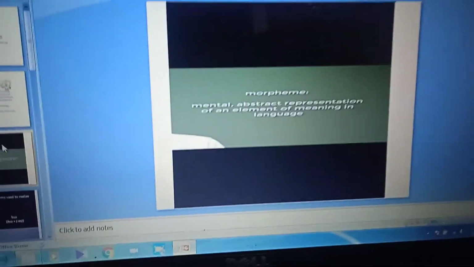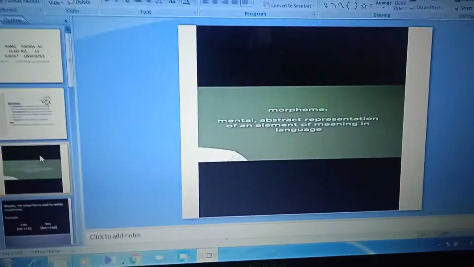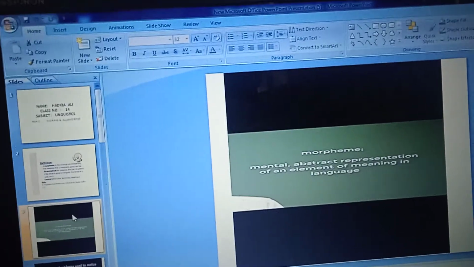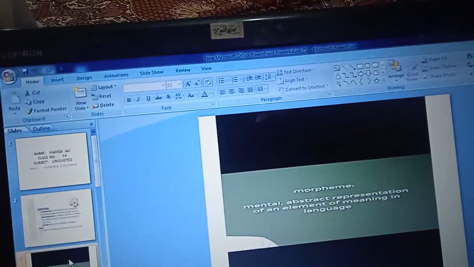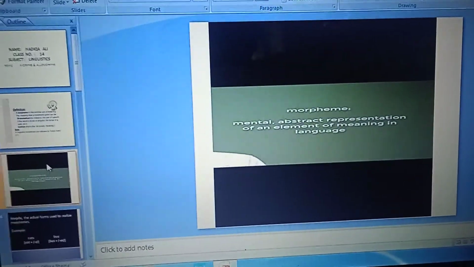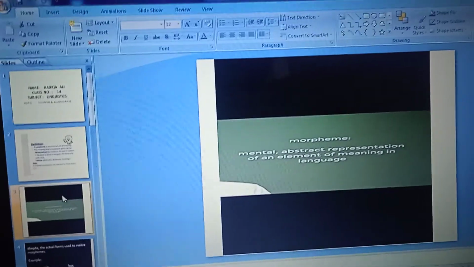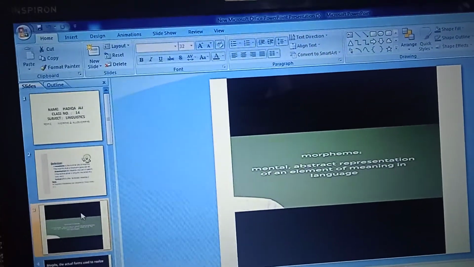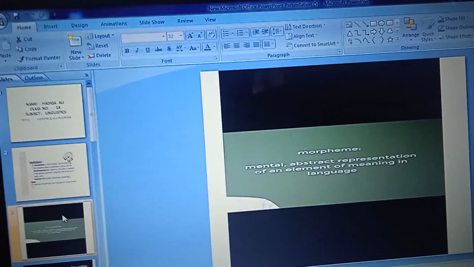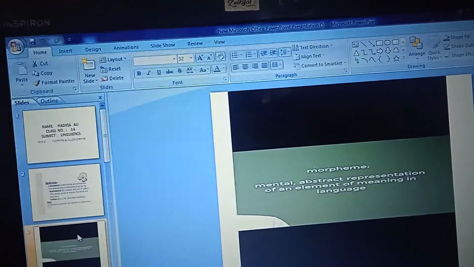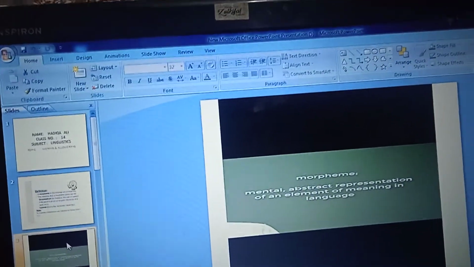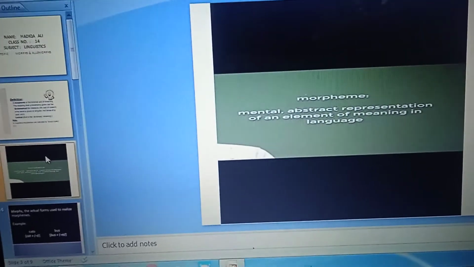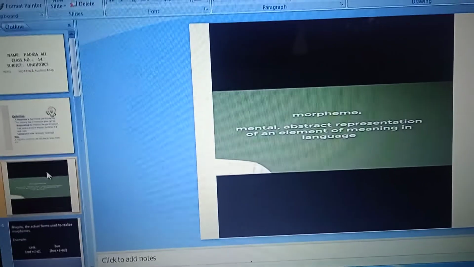When we say a smallest meaningful unit in a language, it might come to our mind that it may be a word, like we might say that a single word is a smallest meaningful unit, but not in a word. There may be many meaningful units which are known as morphemes. So one of the main points is that a morpheme is an abstract representation.